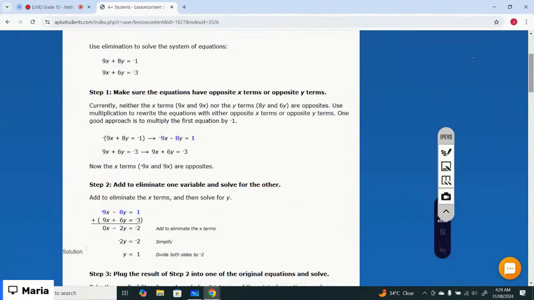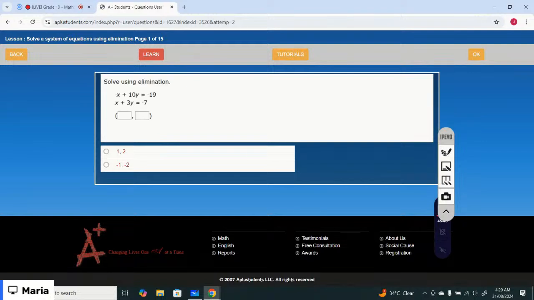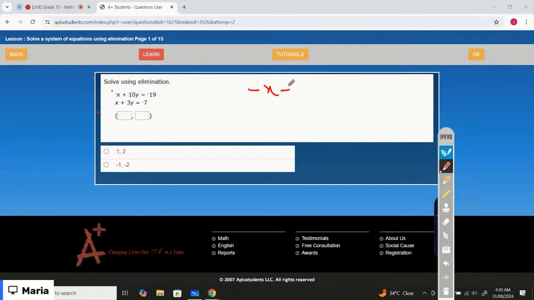Okay, so let's just start with the test questions, right? Negative x plus 10y equals negative 19 and x plus 3y equals negative 7. You have to eliminate one of the variables by adding or subtracting the equations, right? If you look at the equations, here you have x with coefficient negative 1 and x with coefficient 1, right? That means if you add both the equations, you can eliminate x.